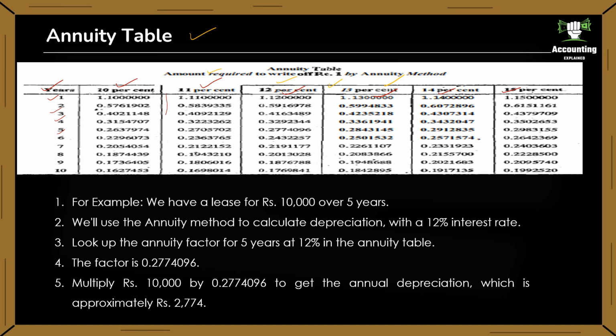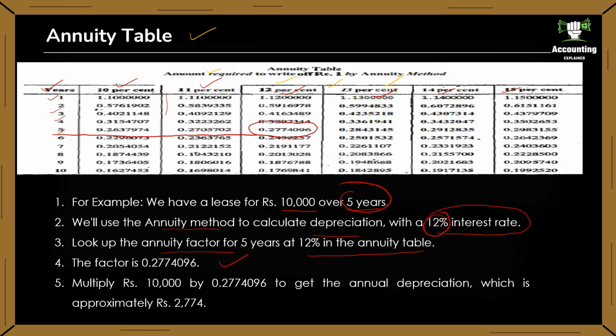I'll explain this with an example. We have a lease for rupees 10,000 over 5 years. We will use the annuity method to calculate depreciation with a 12% interest rate. We have to look at the annuity factor for 5 years at 12% on the annuity table. What they have given, this period is for 5 years and the interest rate is 12%. So we will match 5 years with the 12% interest rate.